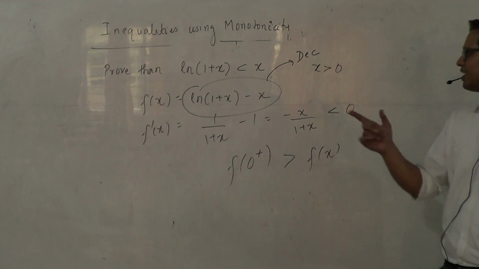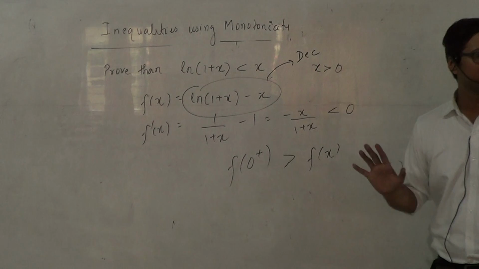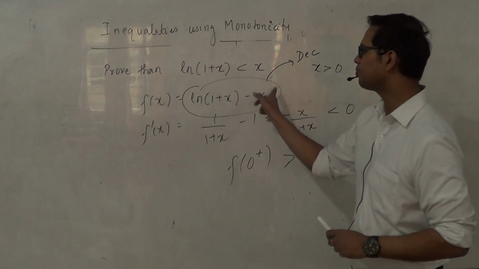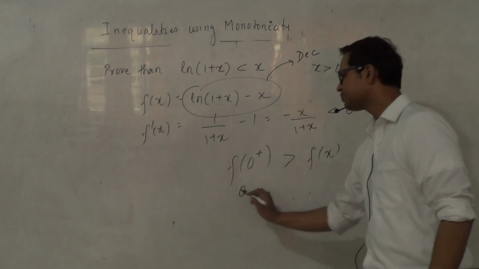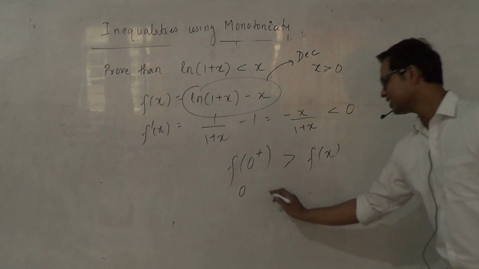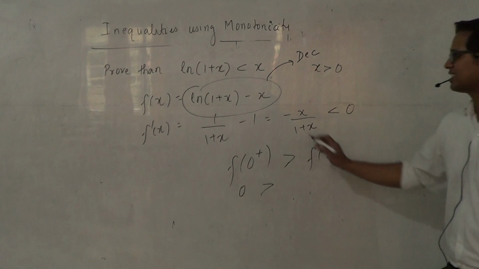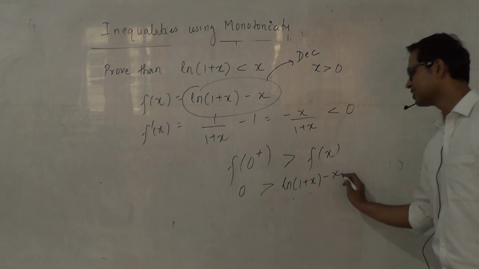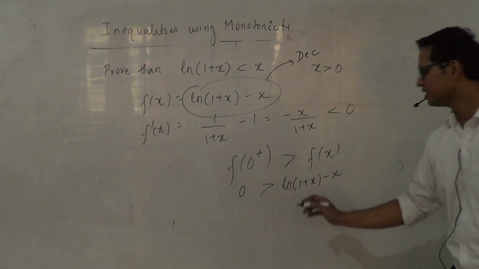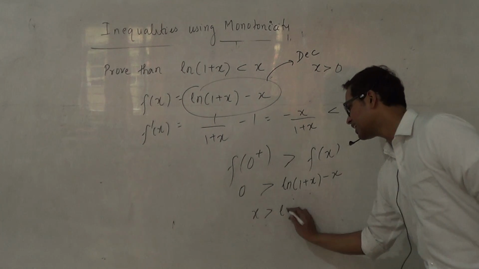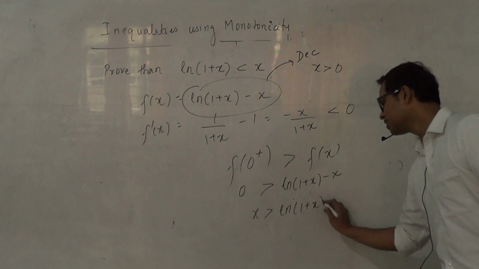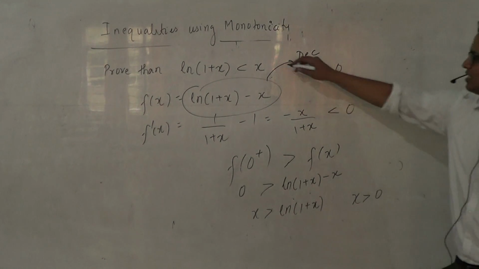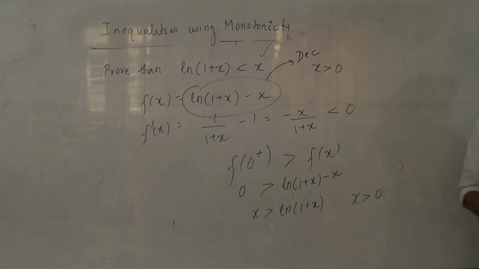Why have I taken 0 plus? Because 0 doesn't fall in the domain. So 0 plus I have taken. What is f of 0 plus? 0 only. So can I say 0 is greater than f of x, and f of x is nothing but ln 1 plus x minus x. Send the x to the other side, that means x is greater than ln 1 plus x for any x greater than 0. Yes or no? And hence it proves this inequality.